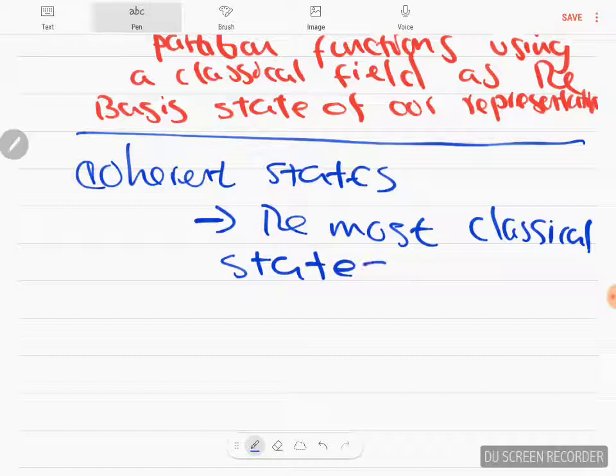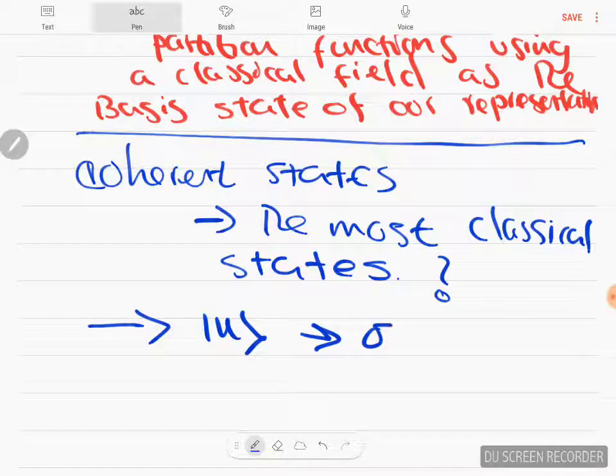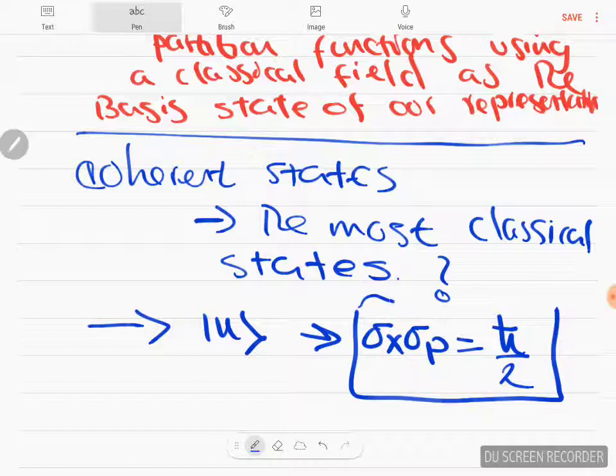And what does that mean? That means that for a coherent state n, the term sigma x sigma p, which is the multiplication of the uncertainties in momentum and position, hits exactly the boundary of the uncertainty principle. That's what a coherent state means. It's a state for which this identity holds.